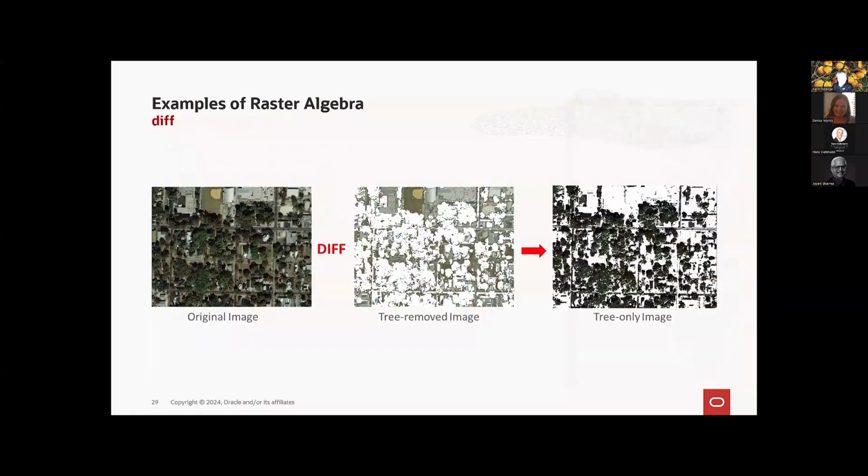Okay, and just as an example for a difference between raster images. So here you have the regional image, then somebody has created an image with all the trees removed. So the green parts typically removed, and then calculating the difference, you get actually back the trees. Yeah, so a lot of things you can do.